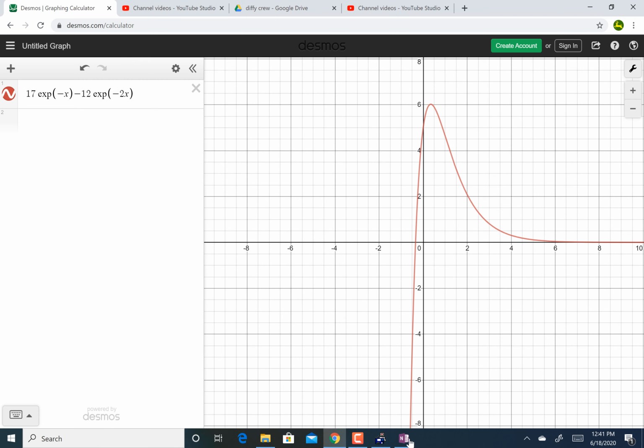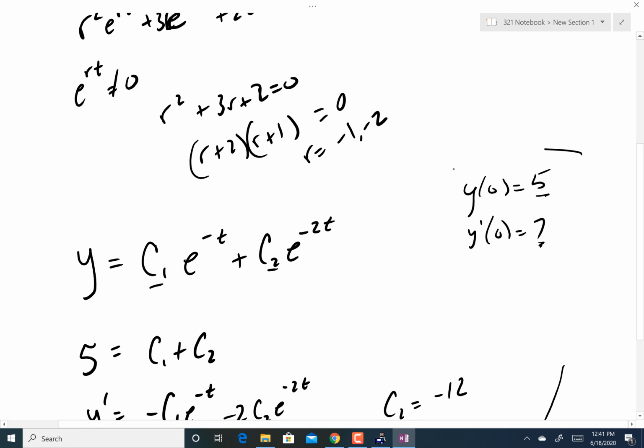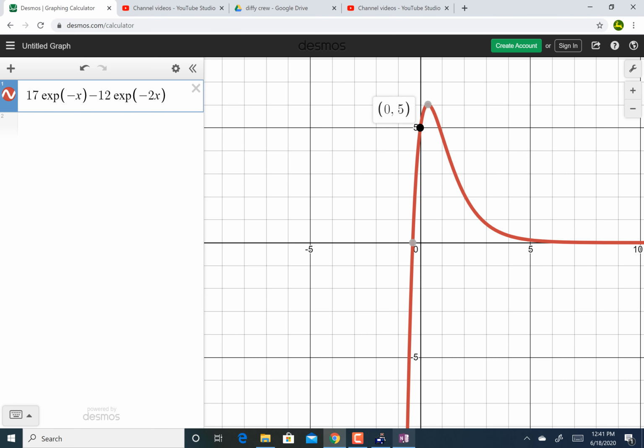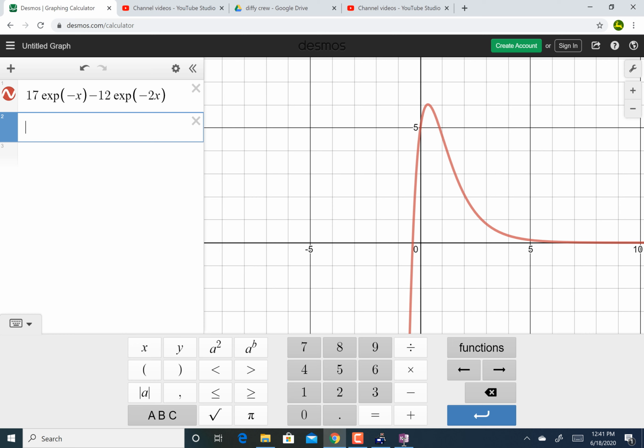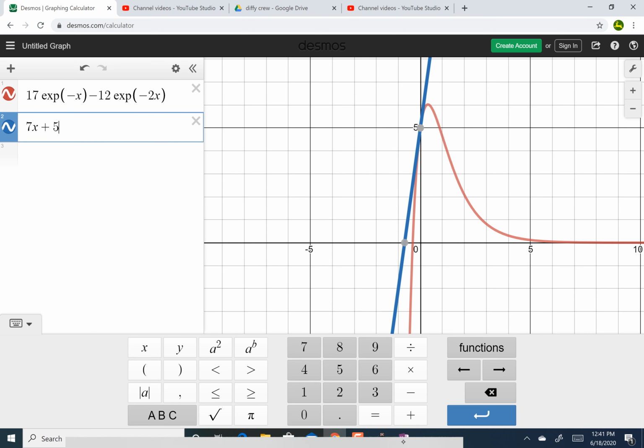Now, what's exciting about this is at t equals 0, we have 5. Was that what our initial condition was? Sure enough. What was our slope? Well, it was 7. Does that look right? I could just draw in the tangent line, which would be 7x plus 5. Oh, dude, it's a tangent line. It's perfect. It means my first derivative is 7. So, yay, that's my equation. I'm excited about it.